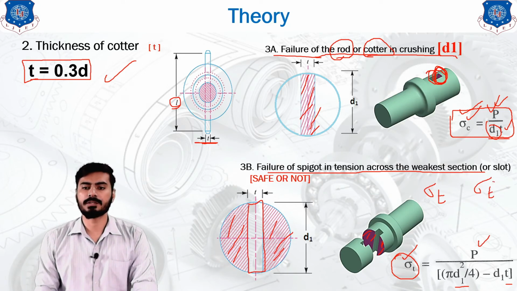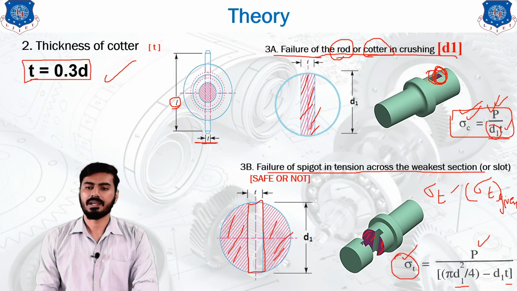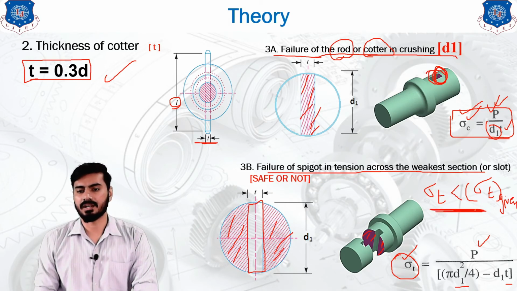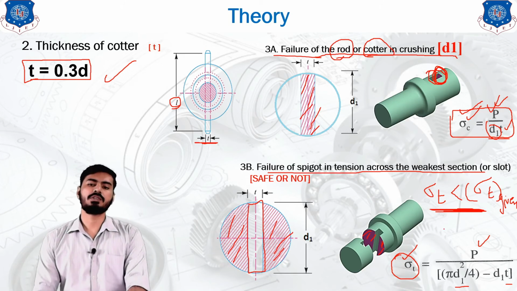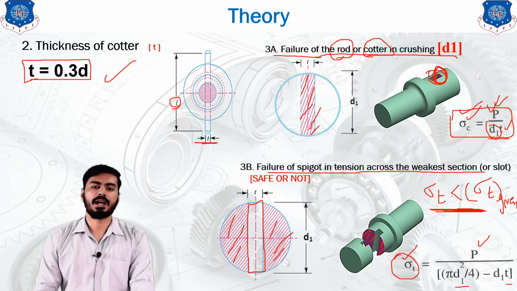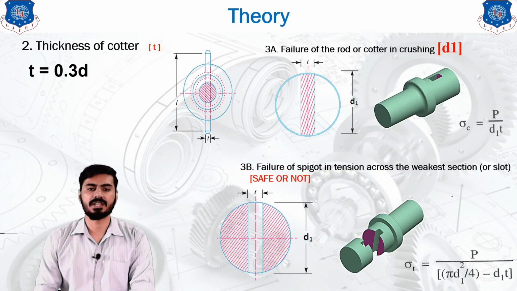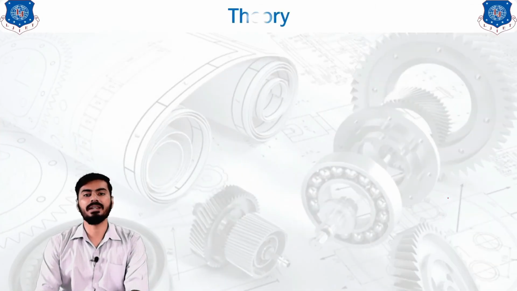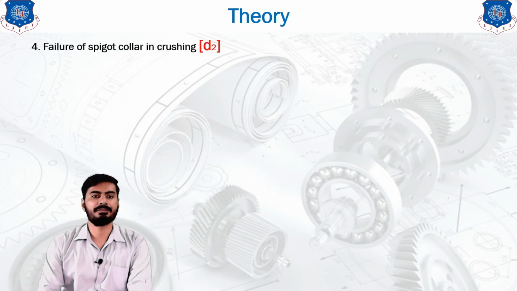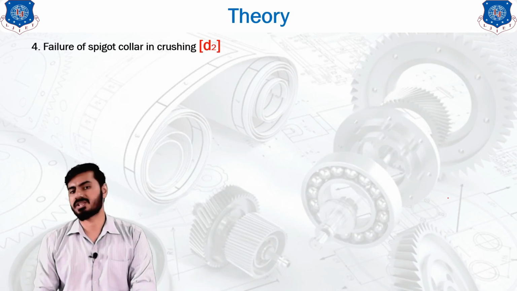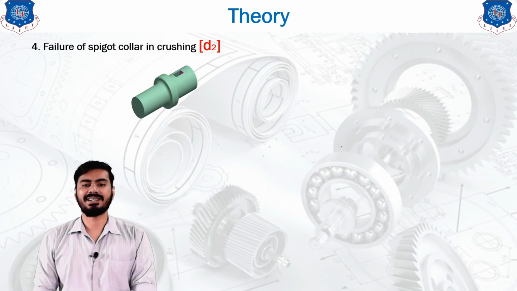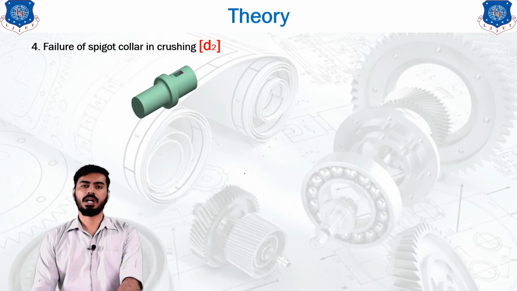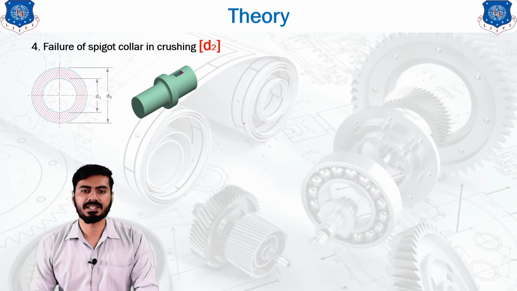So if the value of sigma t is less than the given sigma t, then our design is safe against the working condition. This condition should be satisfied in order to proceed to the upcoming step. So we will see another step of the design, that is the failure of the spigot collar in crushing. D2, the dimension of the spigot collar, is required to be calculated using this step.